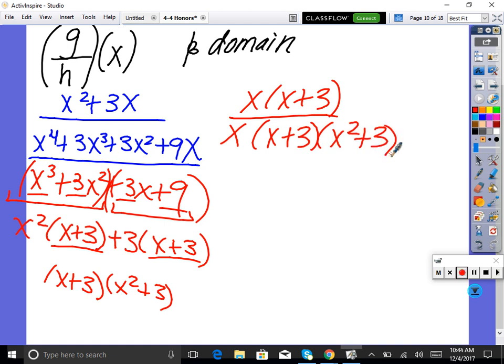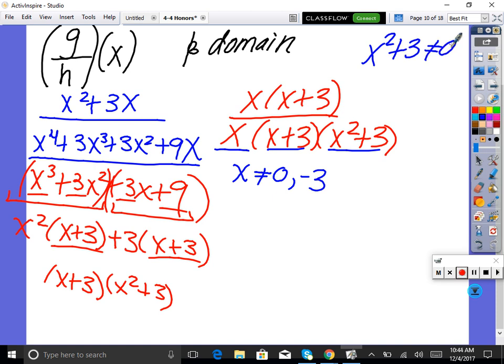Okay, now watch, this restriction is interesting here. So our first restriction is x cannot be 0, negative 3, and then boom, something interesting happens here, and you will see this. So everybody think about it. Isn't it true to say that x squared plus 3 cannot be 0? Solve for x. Subtract 3. X squared cannot be negative 3. Square root both sides. So x cannot be plus or minus i root 3.